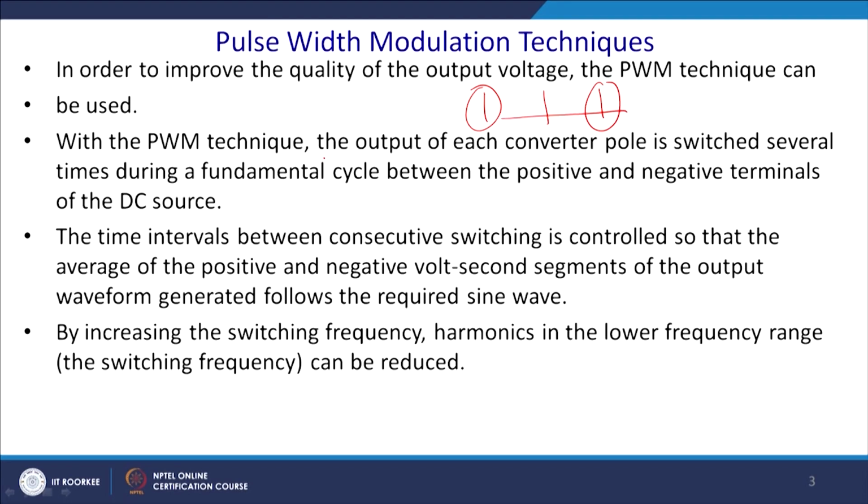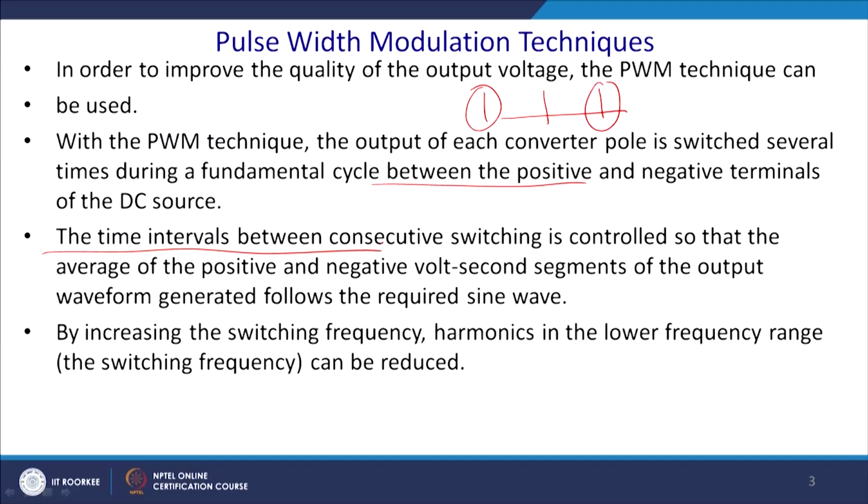In the PWM technique, the output of each converter pole is switched several times during the fundamental cycle between the positive and the negative terminal of the DC link voltage. So, for the 2-level inverter, it will switch between the plus DC and the minus DC. If it is a multi-level inverter, then different levels can be switched on. So, different kinds of modulation technique are required for multi-level inverter or 2-level inverter.